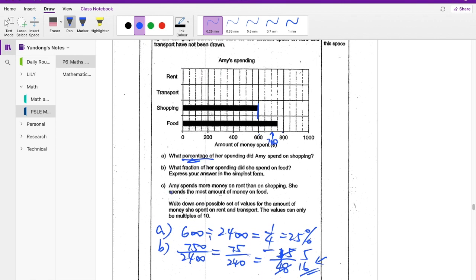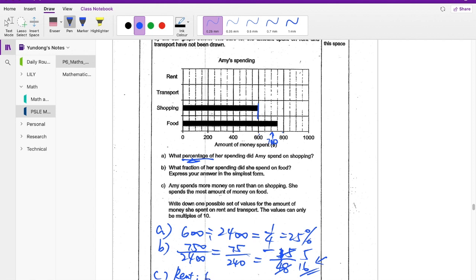Now here, Amy spends some money on rent, then shopping. Okay, so it means more than 600, right? She spends the most amount of money on food. Okay, so the amount should be less than the food, which is 750. Write down one possible set of values for the amount of money she spends on rent and transport. The value can only be a multiple of 10, right? So for the rent, firstly it's greater than 600, but it's less than the food, which is 750.